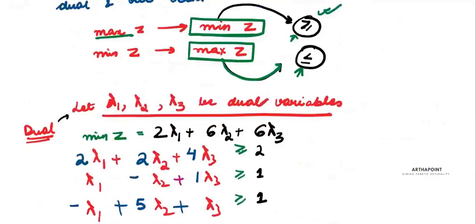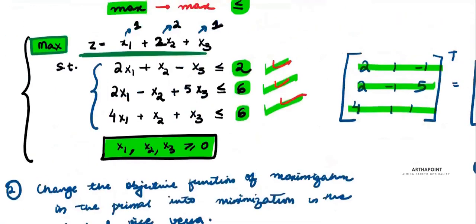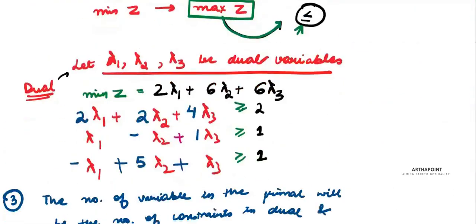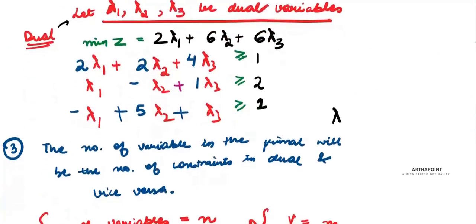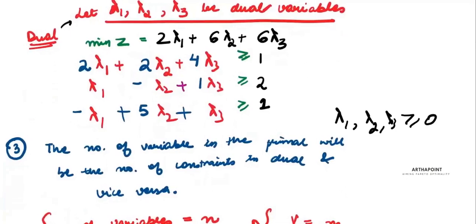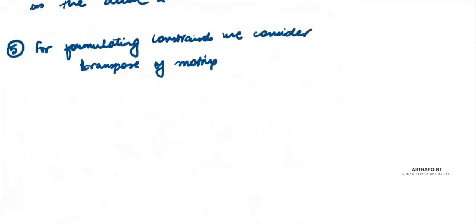So this was 1 to 1, right? Okay. So then you will say lambda 1, lambda 2, lambda 3 greater than equal to 0. This is how we have gone ahead and done it. So please understand what is the process that we did.